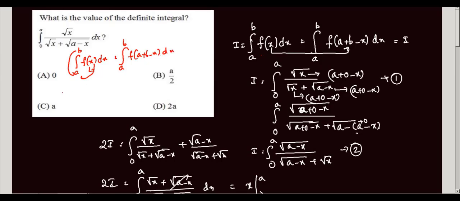Okay, so let I equal to the integral from a to b of f of x dx, and this is equal to the other integral, it is also equal to I. Okay, so adding these two, 2I, I am getting the answer. Okay, so a very, very important problem. Okay, next question.